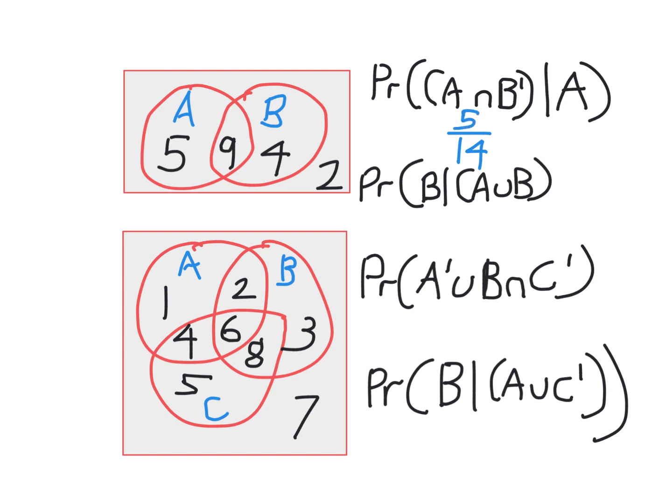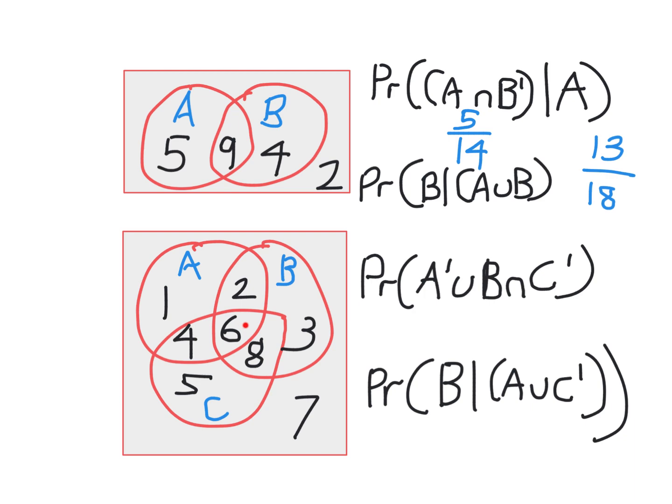So let's look at this question. This says the probability of B given A or B. I know that because we are in the A or B circle, there are 5 plus 9 plus 4, there are 18 such choices. So all I have to do is figure out how many of these 18 choices are in the B circle. Well, 9 plus 4 is 13. So the probability there is 13 over 18.